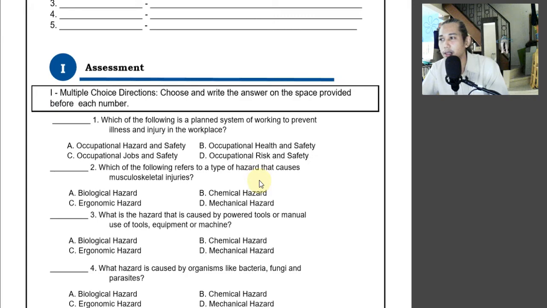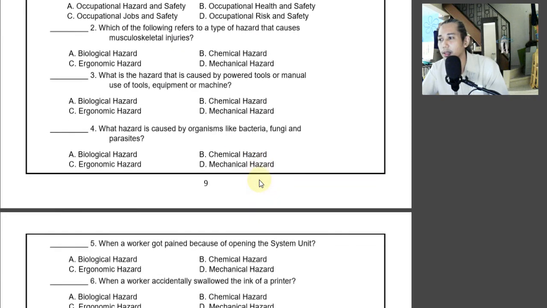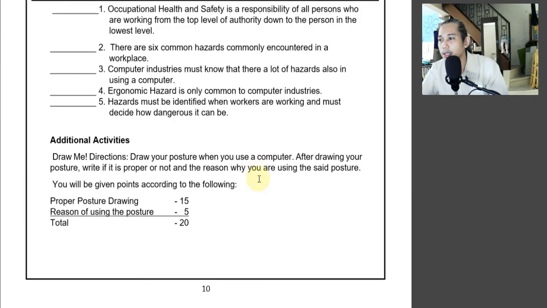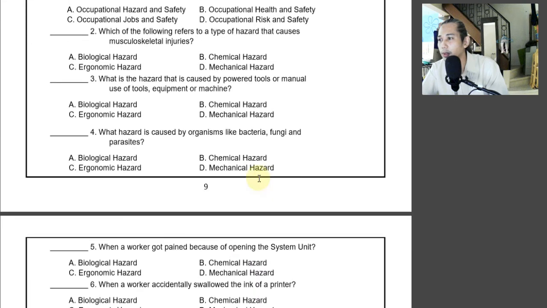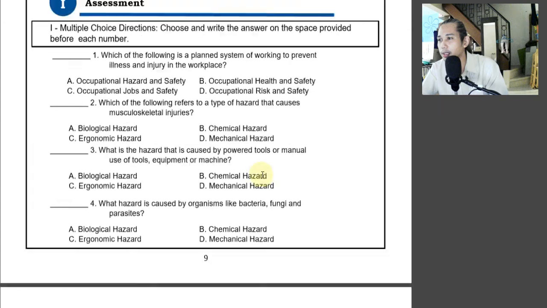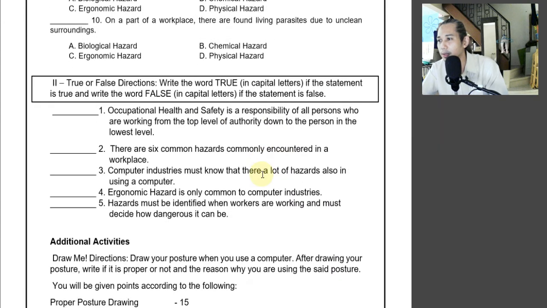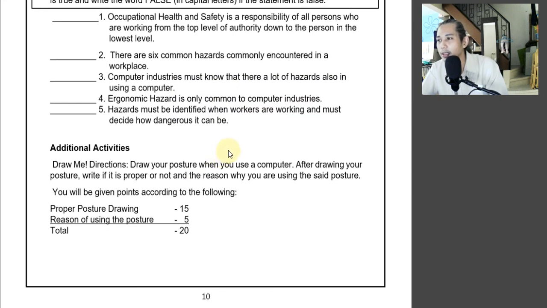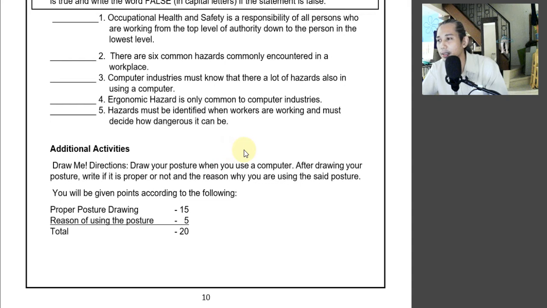And now it's our last part, the assessment. You answer items 1, 2, 3, 4 up to 15. We have 10 points for multiple choice related to hazards, and we have here a true or false question. Okay. And the additional activity, the last activity. I want you to draw for me. That's just the title of the activity: draw your posture when you use the computer.